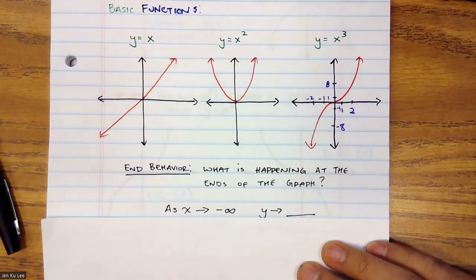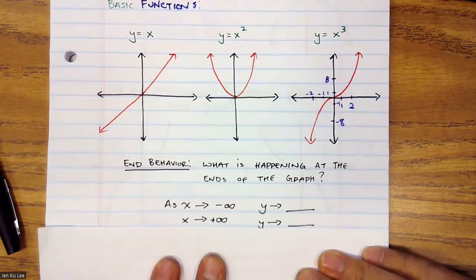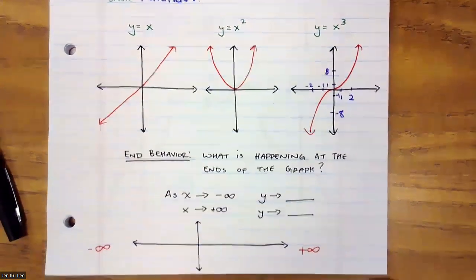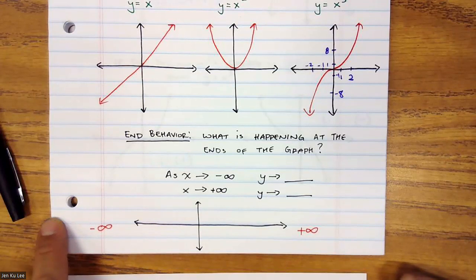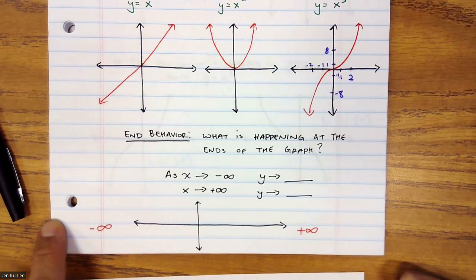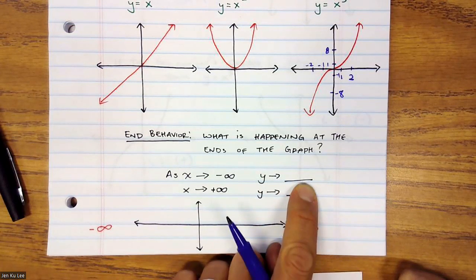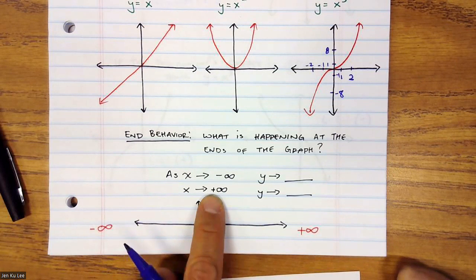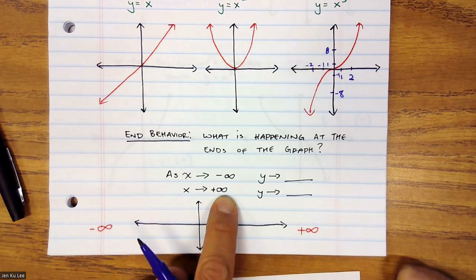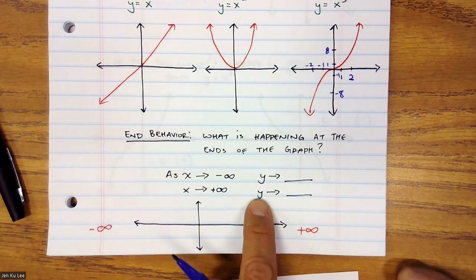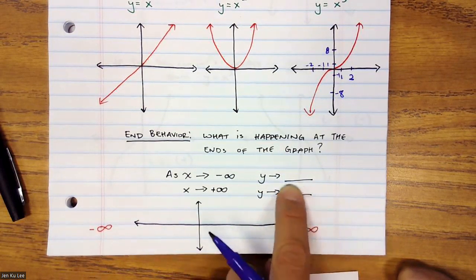So as x approaches negative infinity, I'm all the way to the left-hand side of my graph. What's going on with my graph? What is y approaching? And then as x approaches positive infinity, all the way over here on my graph, what is my function doing? What is y approaching?